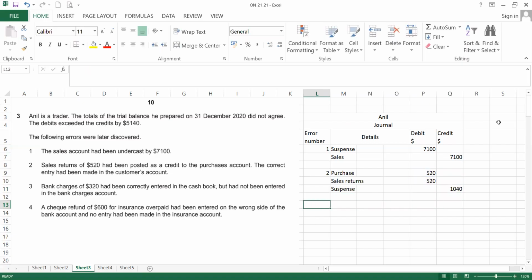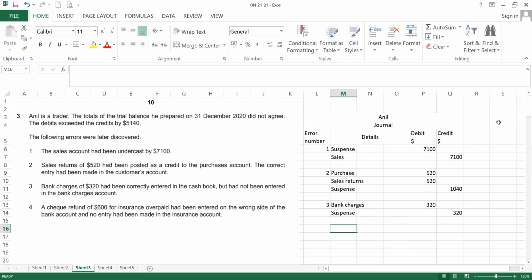The third one, bank charge of 320 has been correctly entered in the cash book, but has not been entered in the bank charge account. Cash book is correct, the cash book credit side is done, but the bank charge account has not been done. So bank charge should be an expense. Expenses are on the debit side. And this is also a one-sided error. One-sided error, we use the suspense account.